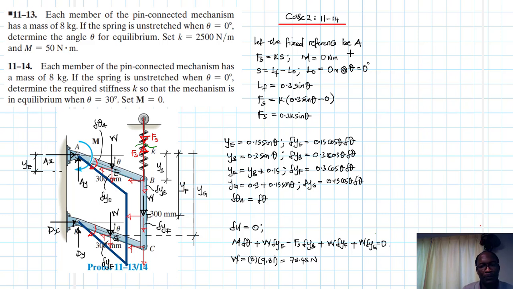30 degrees. So here they've already given us theta to be equal to 30 degrees. Okay, so theta is equal to 30 degrees at equilibrium, and they're asking us to find k. Okay, so let me just briefly talk about this.